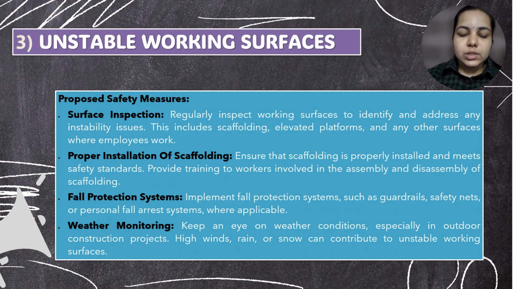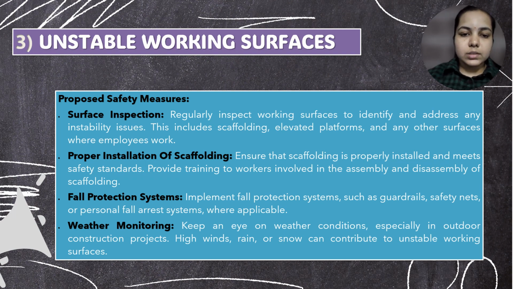The third issue is unstable working surfaces. For proposed safety measures, the first point is inspection. Regularly inspect working surfaces to identify and address any instability issues. This includes scaffolding, elevated platforms, and any other surfaces where employees work.